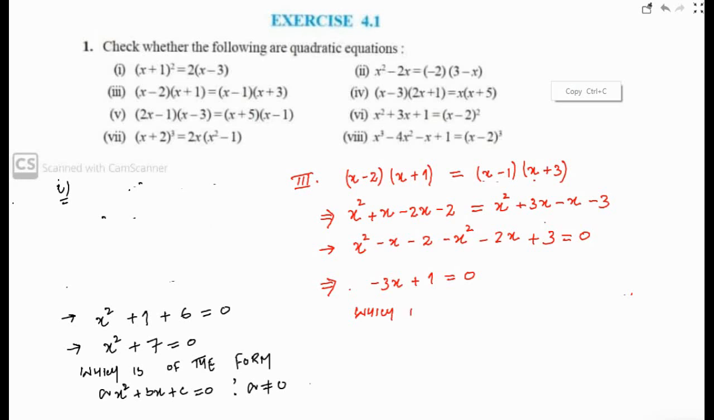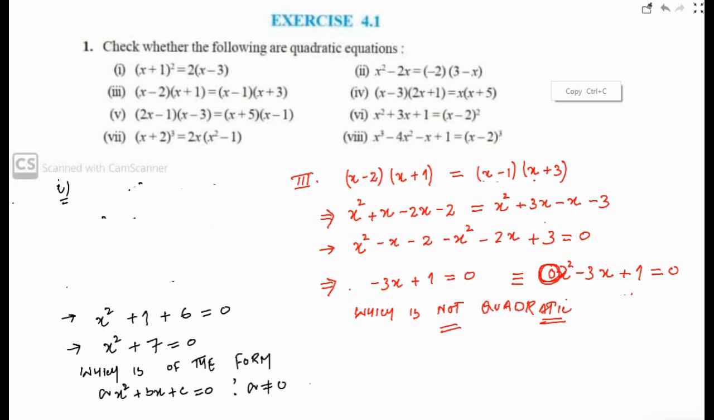Which is not quadratic, as you can see. Why? Because we can write it as 0x square, if someone is saying there should be x square in the equation. But the thing is, this will be quadratic when the coefficient of x square is non-zero. But here it is 0, so it's not a quadratic. Okay, so that's part number third.